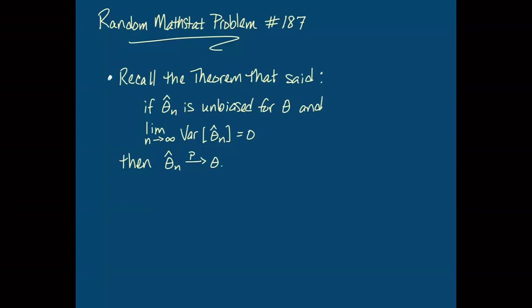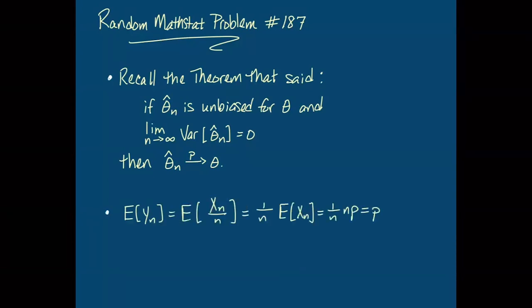Note that the expected value of y sub n is the expected value of x sub n over n. We can pull the 1 over n out, and the expected value of this binomial n, p random variable is n times p, so overall the expected value of yn is p.